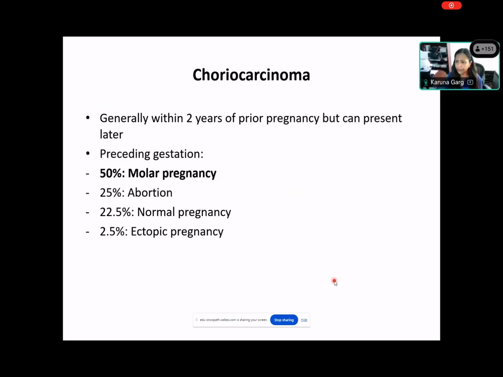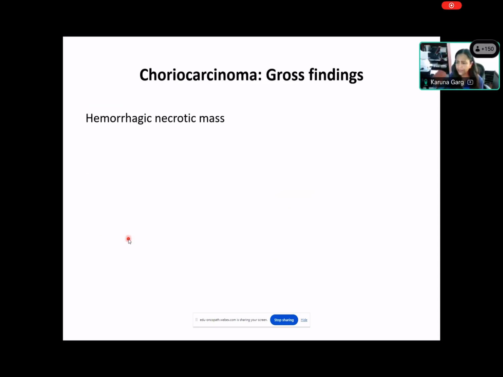Usually choriocarcinomas will develop within 2 years of a preceding pregnancy, but they can occur later. In more than half of the cases, the preceding gestation is a molar pregnancy, a complete mole in most cases. There are rare cases in which choriocarcinomas have been linked to partial moles, but in most cases it's complete mole. Some of them are non-molar, so there are some abortions, some normal pregnancies, and even some ectopic pregnancies with choriocarcinoma. In terms of growth, these will present with a hemorrhagic necrotic mass.